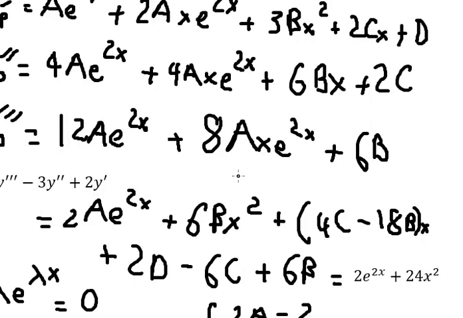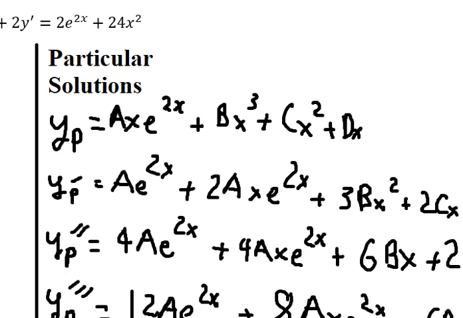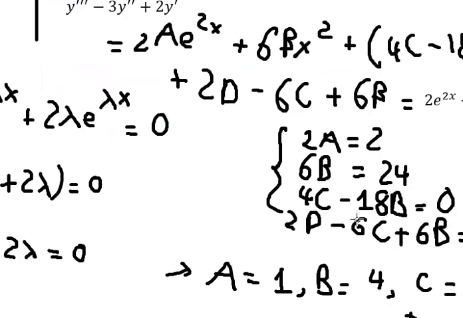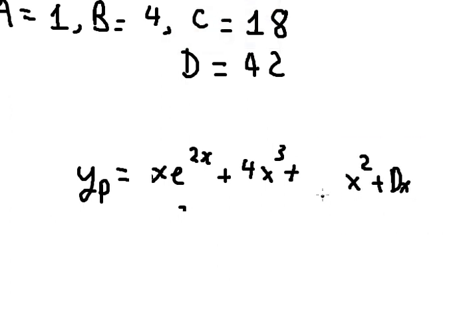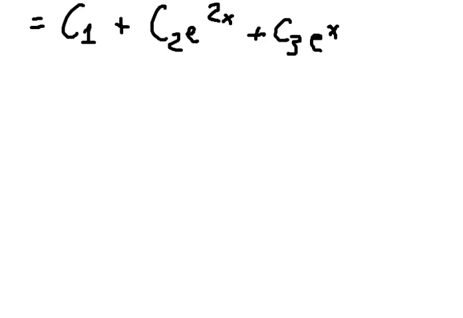After you got a, b, c, d, we go back in here. So we put a, that is number 1. B, that is number 4. C, that is 18. D, that is 42. And now we got the final answer.